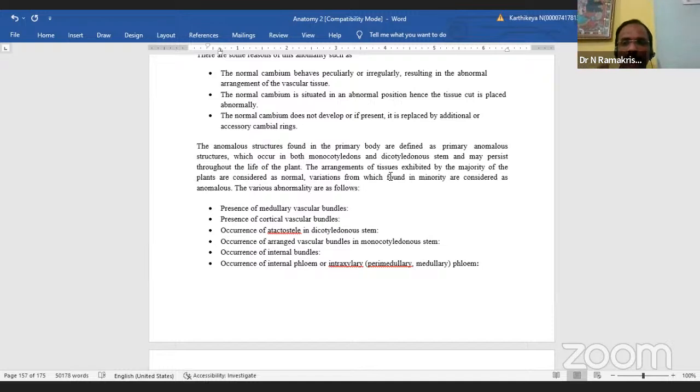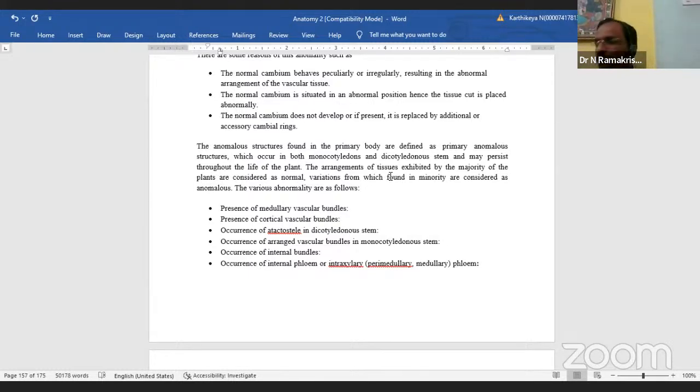Already you have come across this in gymnosperms: the pycnoxylic and the monoxylic types. Where the arrangement of cells is very loose, we call it softwood. Where the arrangement of cells is very close and compact, we call it hardwood. Okay, so this is the topic for your C3.